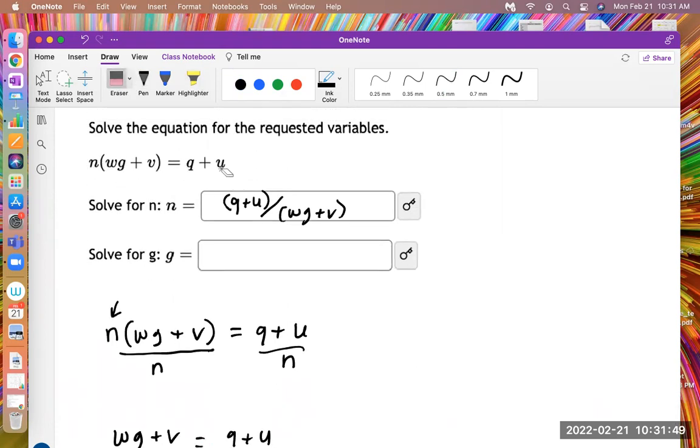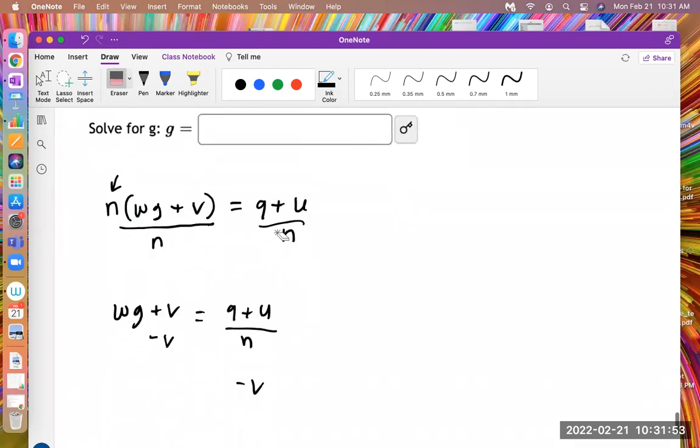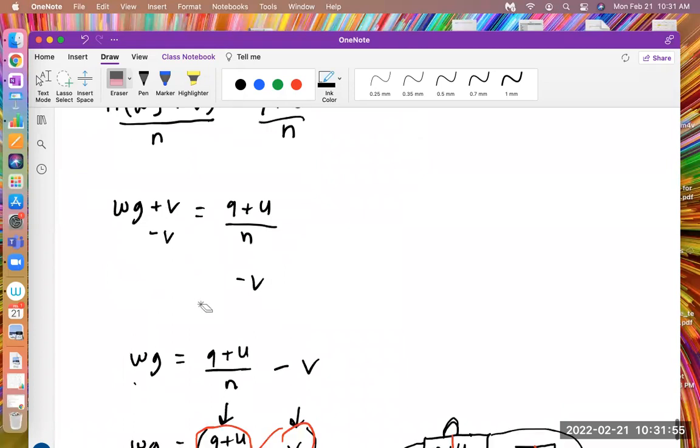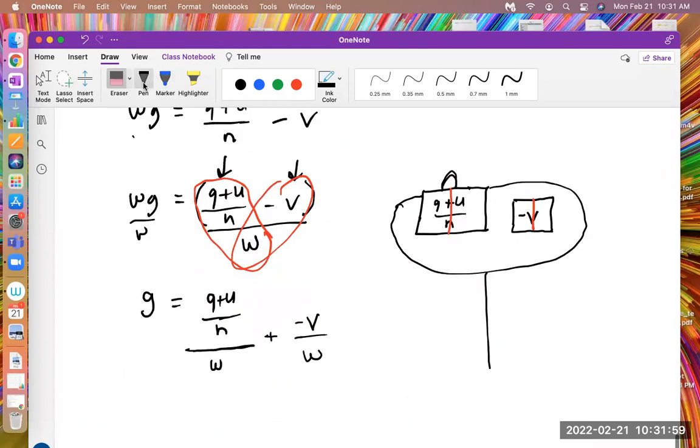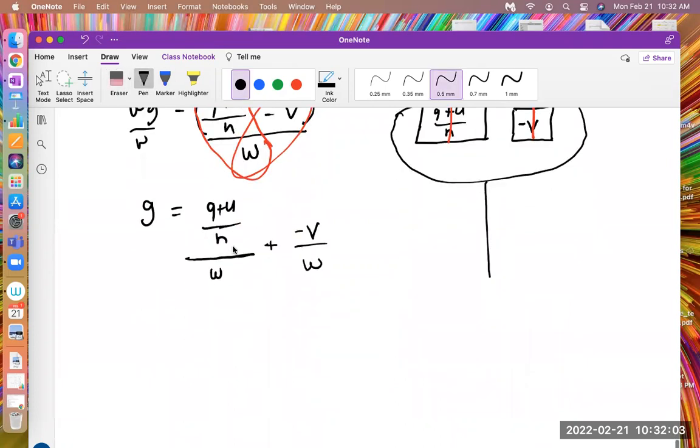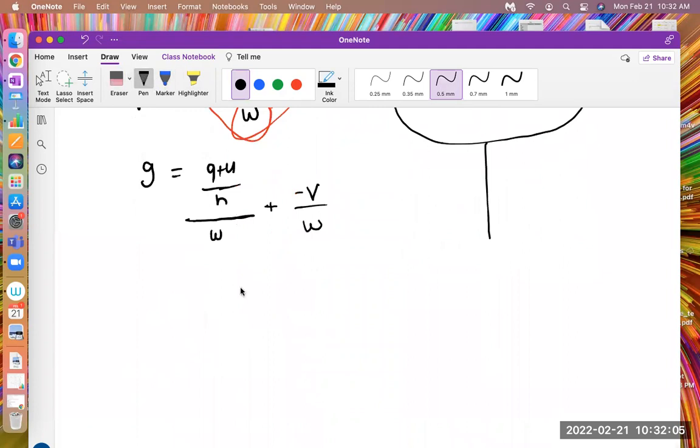Well, and then we were trying to solve it for g. So I said we have to divide by n, and then we have to subtract v, then we have to divide by w on both sides. But then we have this fraction where we have to divide by w. So this is now a complex fraction. This is q plus u over n, that fraction, divided by w.